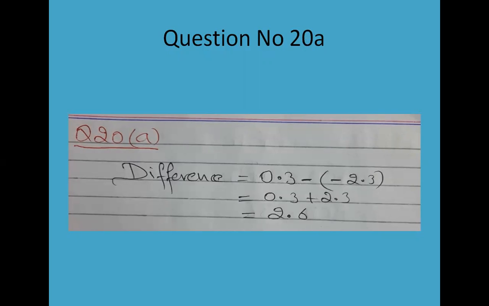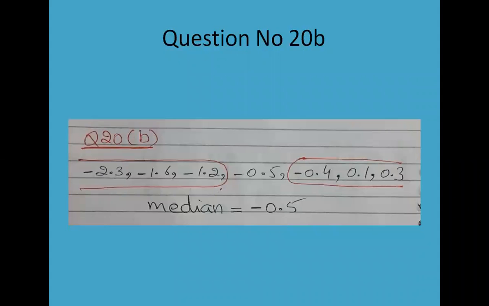So for the difference, we will take two numbers, the maximum number possible and the minimum number. The maximum possible number is positive 0.3, and the minimum number there is minus 2.3. So from the maximum number, I will subtract this minimum number. So you will have 0.3 minus minus 2.3, that will become positive. So 0.3 plus 2.3, and you get 2.6. So this is how you find the difference between the maximum number and the smallest number.